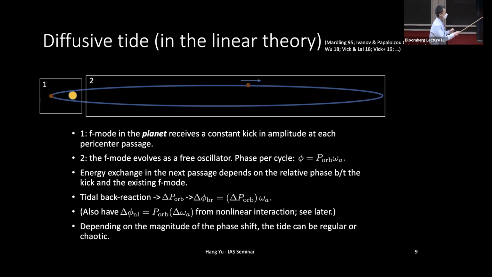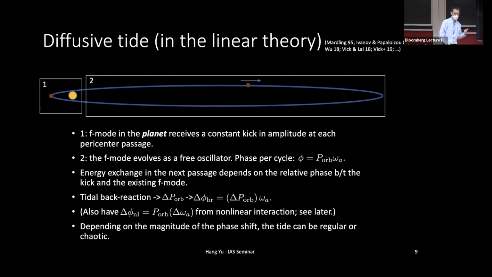And then away from the pericenter, the F mode basically behaves as a free oscillator. The propagation phase of this F mode is simply the product of the orbital period times the mode frequency. If we take into account tidal back reaction, then the orbital period is slightly perturbed. This means a phase shift at each pericenter passage. Because that's just a perturbed frequency times perturbed period times the frequency.